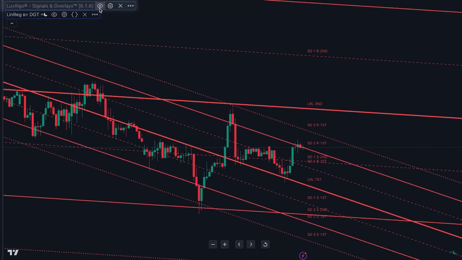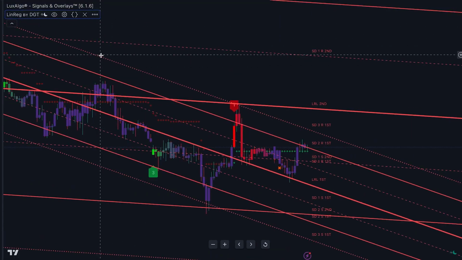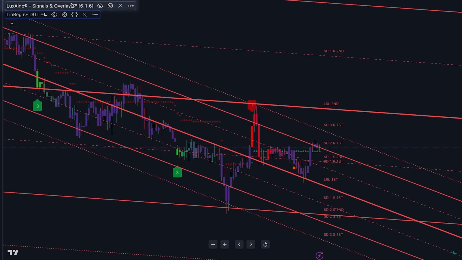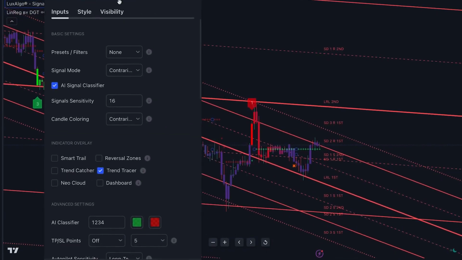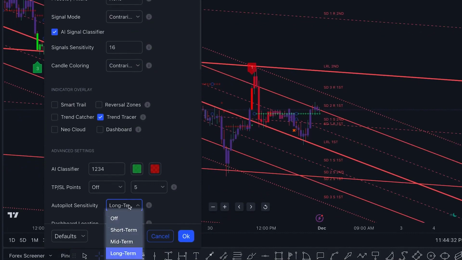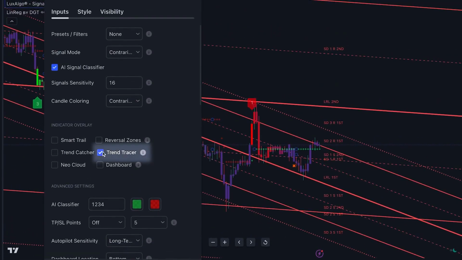Next, add the xauusd signals and overlays indicator to your chart. From the signals and overlays indicator, we will be using the contrarian mode with a long-term autopilot and enable the trend tracer, which will act as our trailing stop loss.